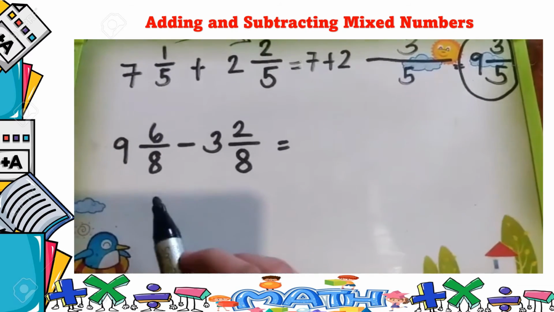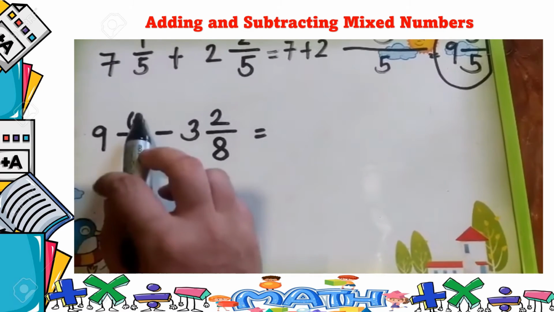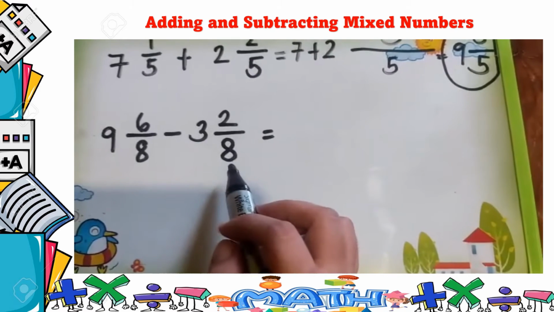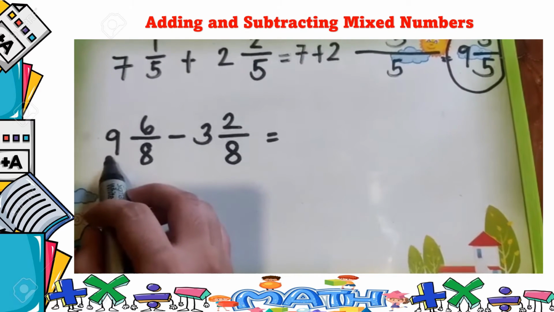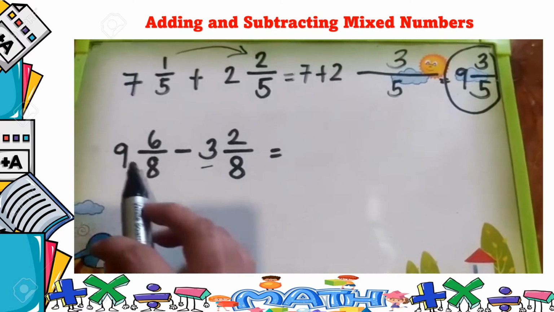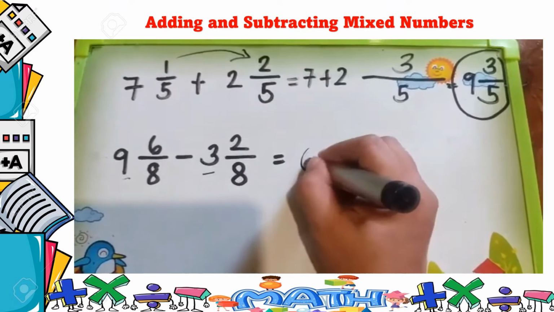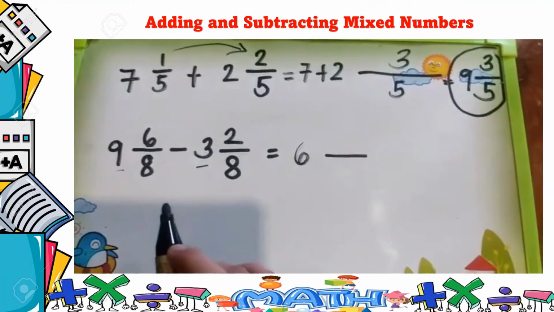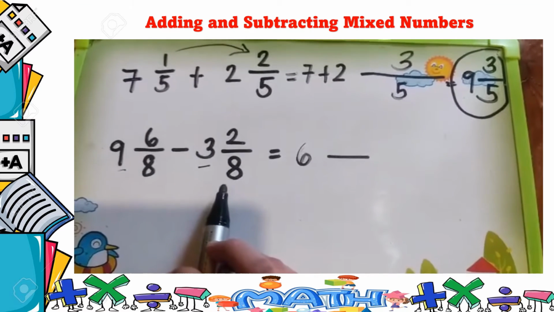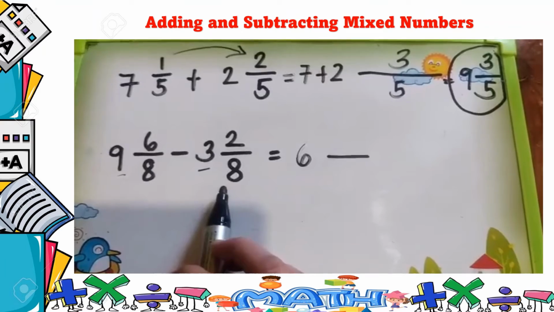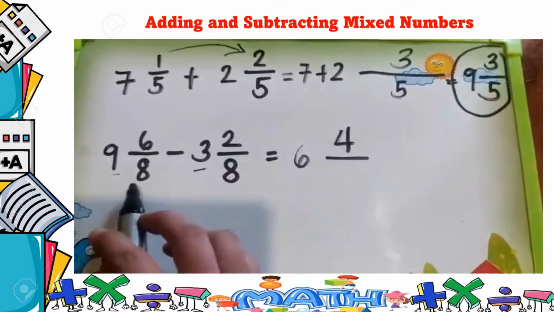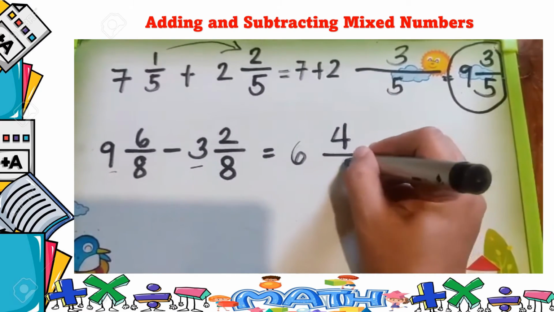The next one here is 9 and 6 over 8 minus 3 and 2 over 8. So again, we will now subtract the whole number. So 9 minus 3. So 9 minus 3 is equal to 6. And then, let's subtract the fraction. So they have the same denominator. So we will now subtract the numerator. So 6 minus 2 is equal to 4. And then just copy the denominator which is 8.